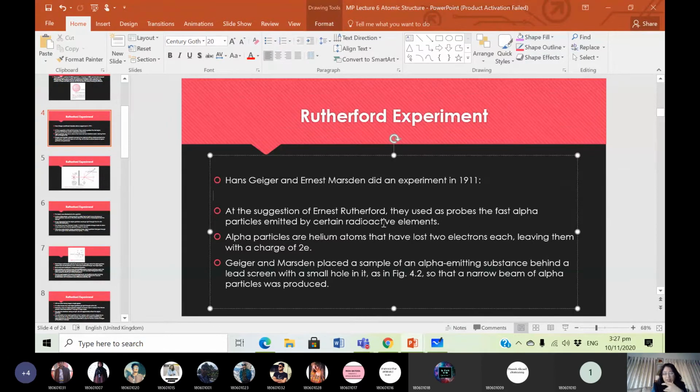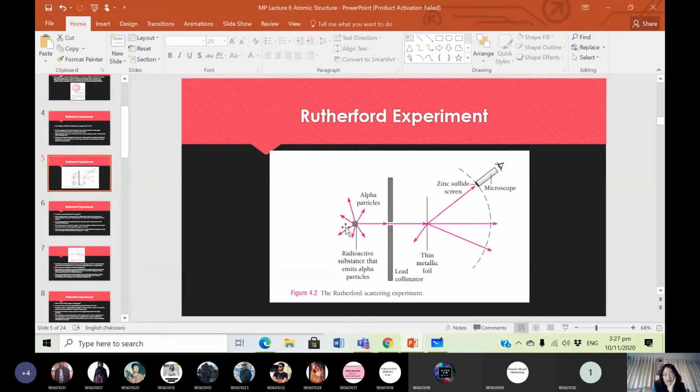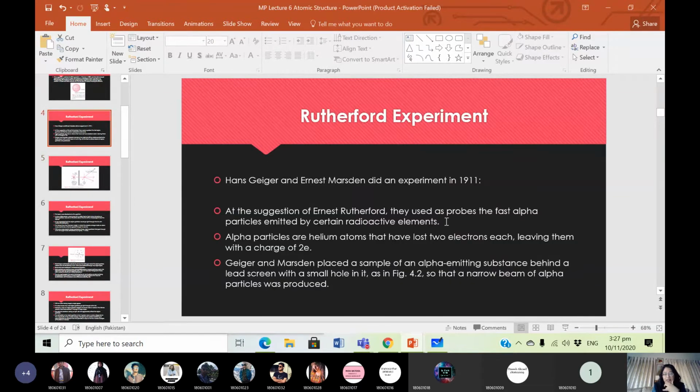At the suggestion of Rutherford, they used fast alpha particles emitted by certain radioactive elements as probes. Okay? So basically, this is the diagram for the Rutherford experiment. Fast alpha particles were used. They used a radioactive substance that emits alpha particles.